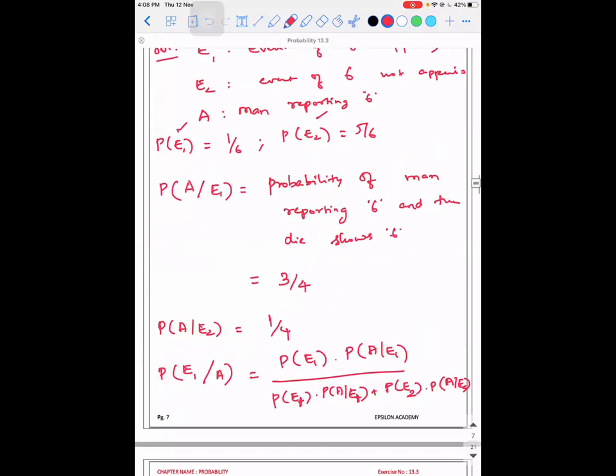So what is the probability of E1? 1 by 6, into probability of A given E1, which is 3 by 4. So 1 by 6 into 3 by 4, divided by 1 by 6 into 3 by 4 plus probability of E2, which is 5 by 6, so 5 by 6 into 1 by 4. That part you can substitute and find out, right?